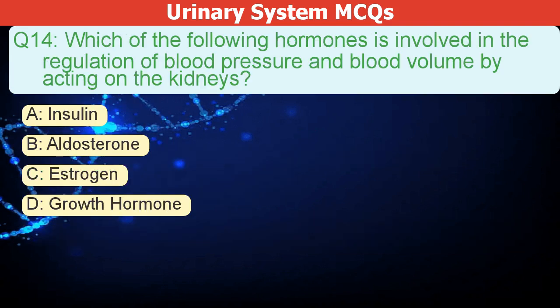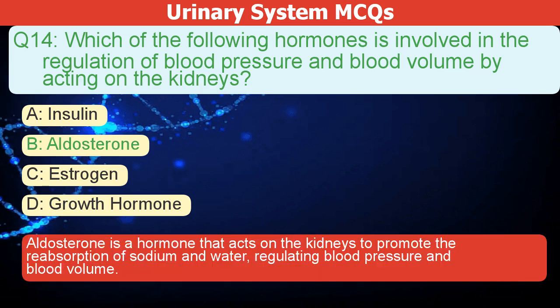Which of the following hormones is involved in the regulation of blood pressure and blood volume by acting on the kidneys? A. Insulin. B. Aldosterone. C. Estrogen. D. Growth hormone. The correct answer is B. Aldosterone is a hormone that acts on the kidneys to promote the reabsorption of sodium and water, regulating blood pressure and blood volume.